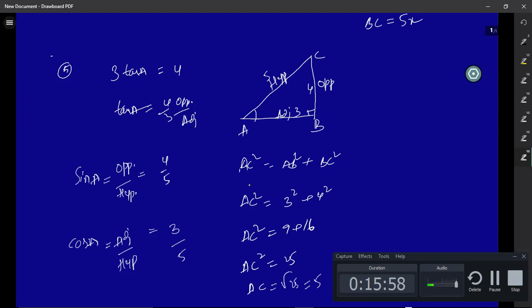I'll skip question number 6 for now. I'll be doing question number 6 towards the end of this exercise. I'll just move on to question number 7 for now.